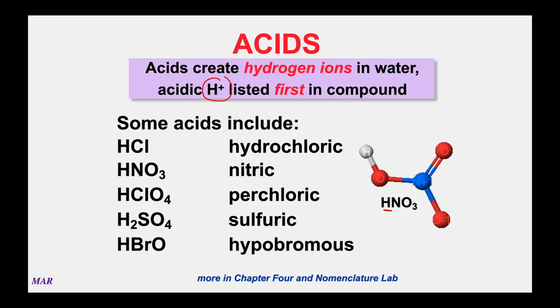We're going to look more at acids in Chapter 4, and also the nomenclature lab for Chem 221 will be helpful in figuring out what acids are all about. But for right now, just realize acids are acids because they have a superactive H+ somewhere in the molecule. And knowing where the H+ is is important. That's why the H+ is listed first.